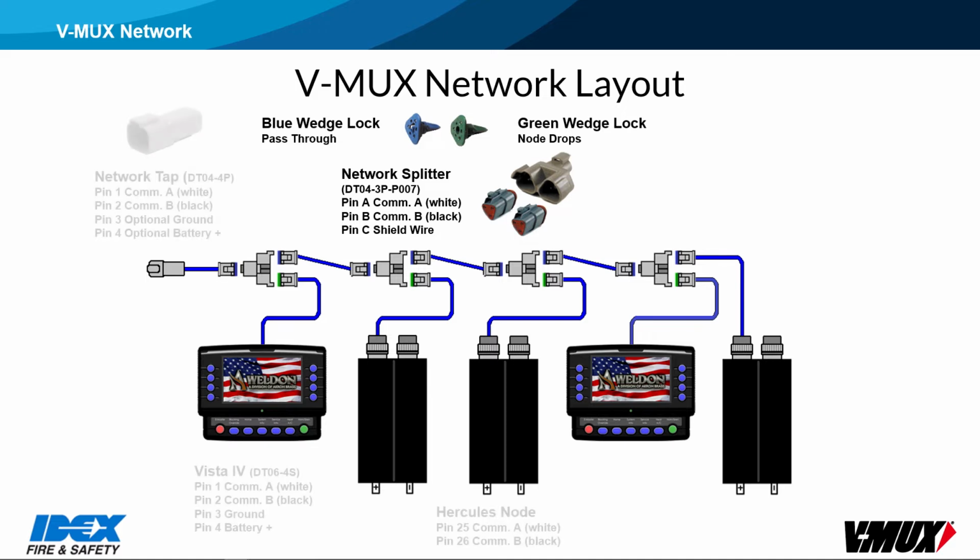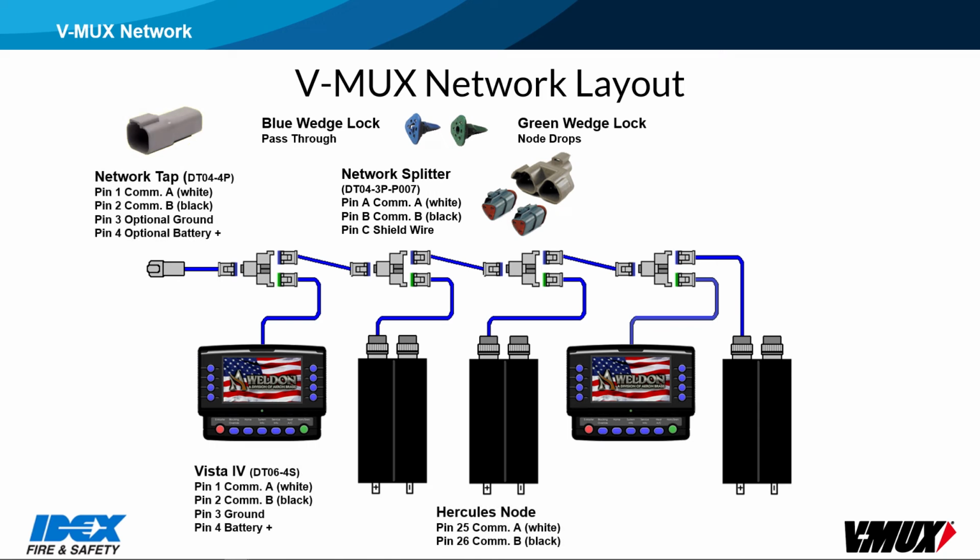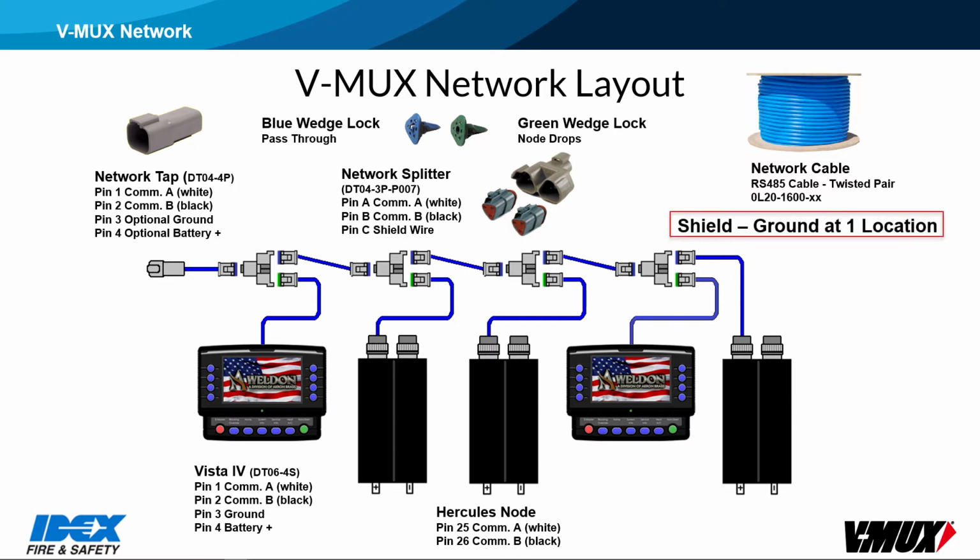The V-MUX network should have a 4-pin network tap connector to allow easy connection of the V-MUX transceiver for diagnostics and downloading. Weldon recommends the use of the blue jacketed V-MUX network cable, which is easy to distinguish from other networks. The shield wire should be grounded in only one location to prevent a possible ground loop. It should be connected on pin C of all the splitters, but not tied into the rest of the nodes.